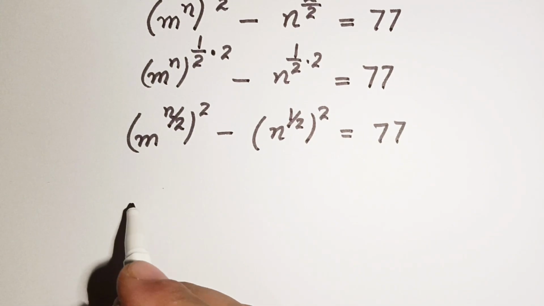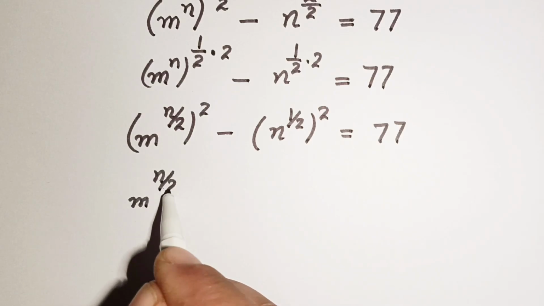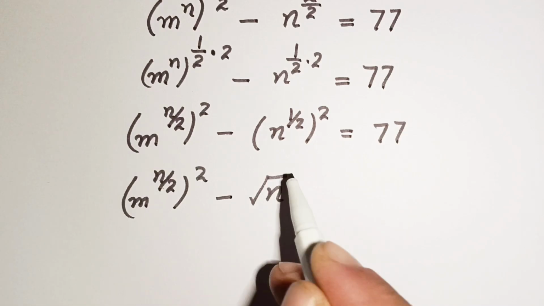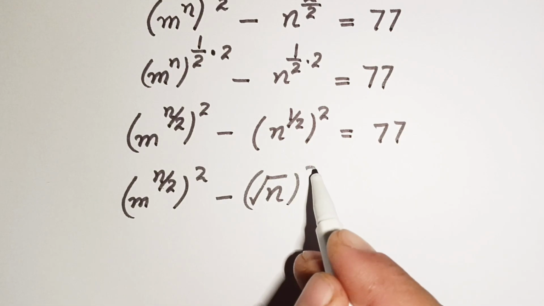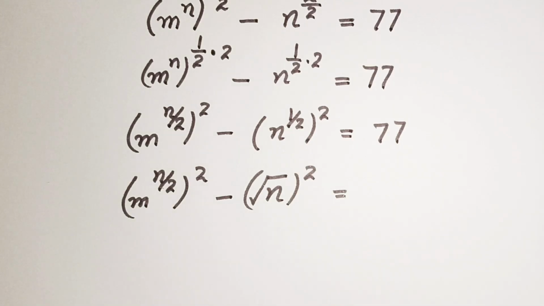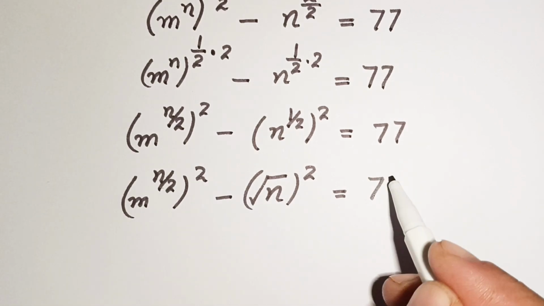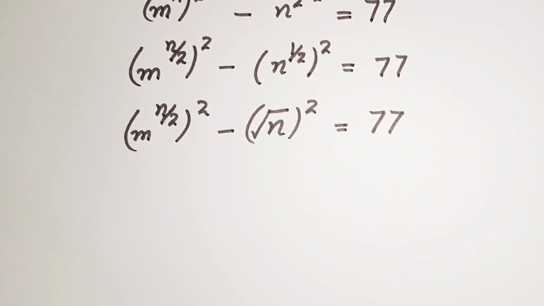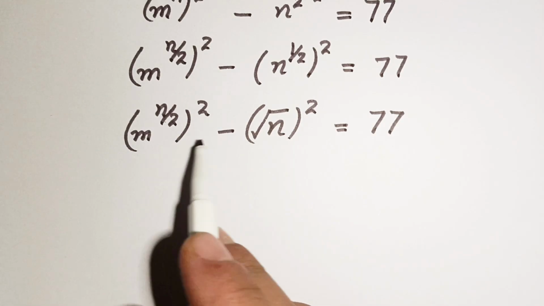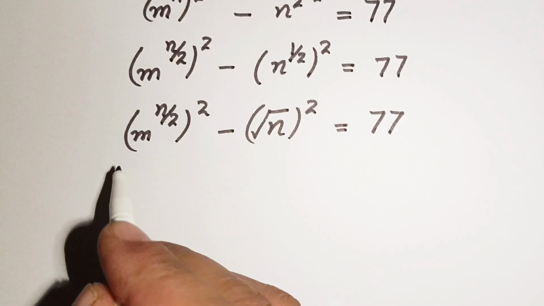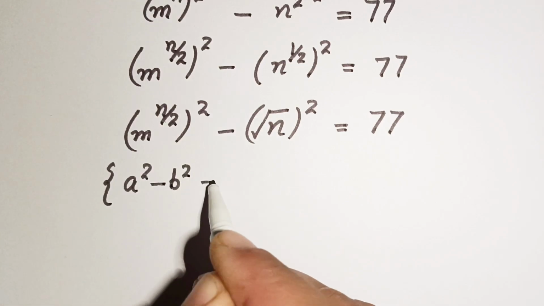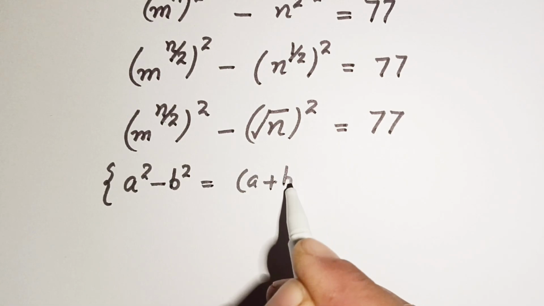Now here m to the power n over 2 whole squared minus square root of n whole squared, because 1 over 2 is equal to the value of this radical, which is the square root, so that is 77. Now if we see that this is our a and this is our b, so a squared minus b squared, it is an algebraic formula. Using this formula, a squared minus b squared will be equal to a plus b times a minus b.